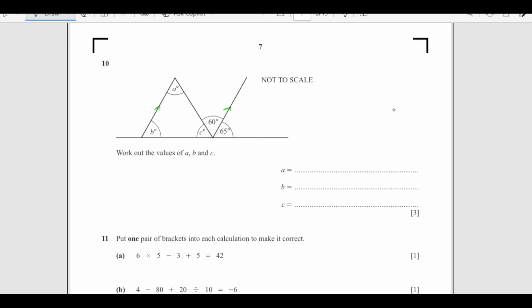If I go around like this, we have the Z shape, right? If A is this, then A and 60 are going to be alternate angles. So A is going to be 60. Why? Because it is an alternate angle, right? We see the Z shape.